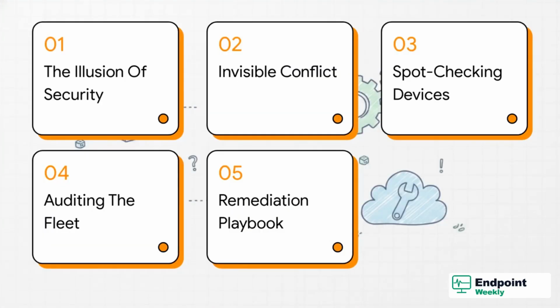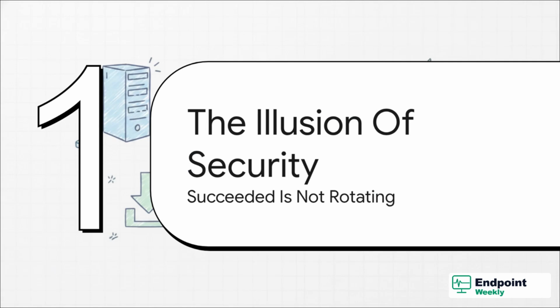Here's our agenda for today. We've got Section 1, the illusion of security, Section 2, the invisible configuration conflict, Section 3, spot checking individual devices, Section 4, auditing the entire fleet, and finally, Section 5, the remediation playbook. All right, let's jump right into Section 1, the illusion of security.